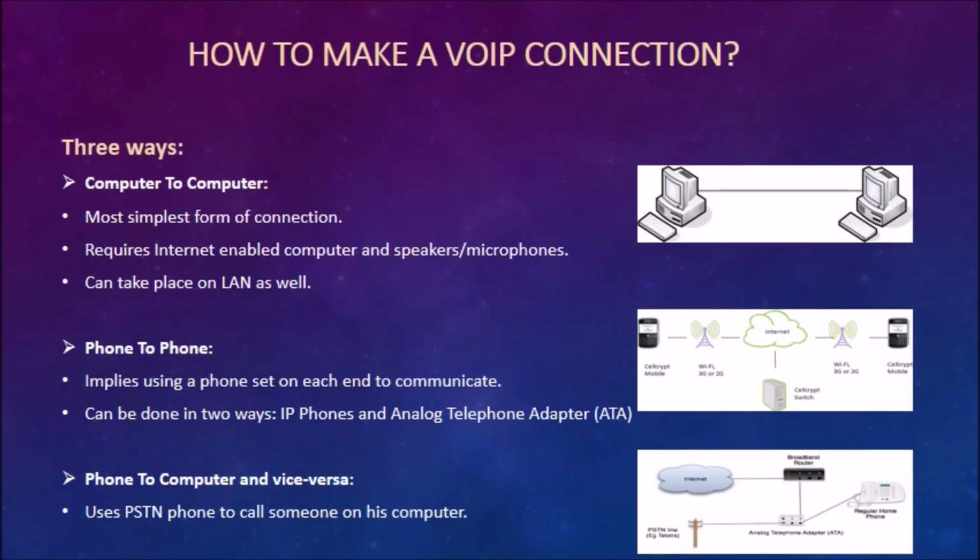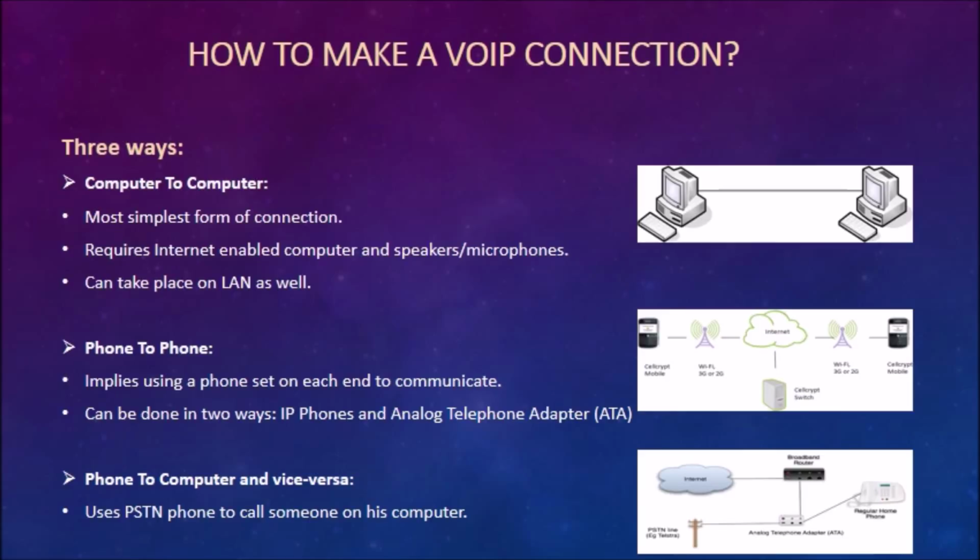Now we'll see how to make a VoIP connection. The connection can be made in three ways. First, a computer can be connected to a computer. Second, a phone can be connected to a phone. And third, a phone can be connected to a computer or vice versa. These are the three connections that can be made over VoIP.